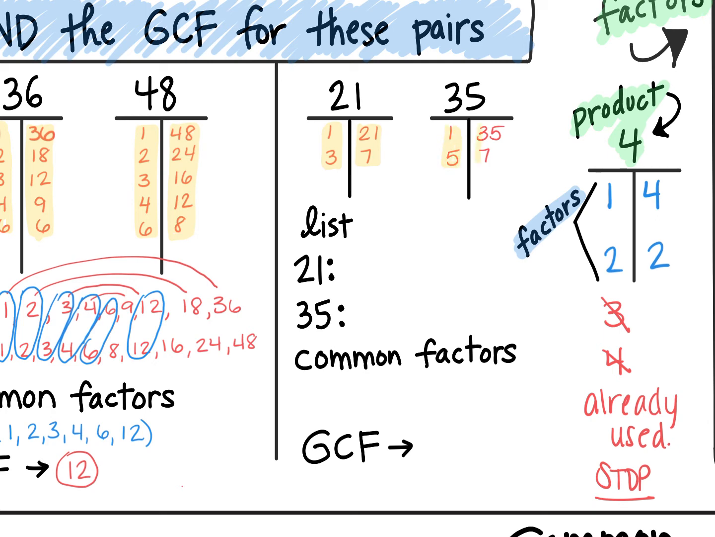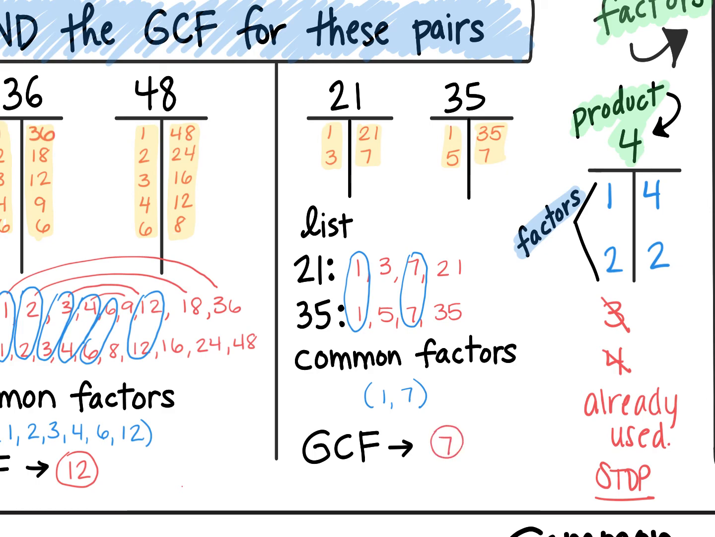We already have the numbers, so I don't need to write this as a little rainbow like I did before. I know it's 1, 3, 7, 21 and 1, 5, 7, 35. They share a 1. They share a 7. So their common factors are 1 and 7, and therefore their GCF is 7.